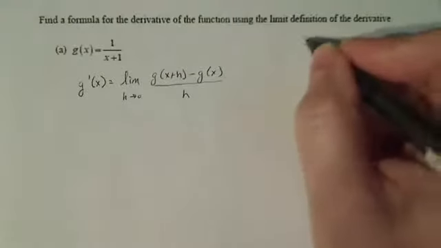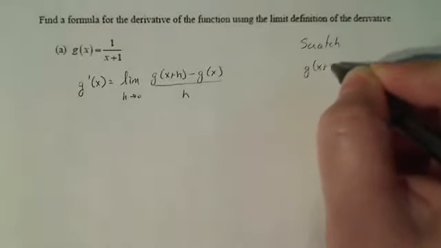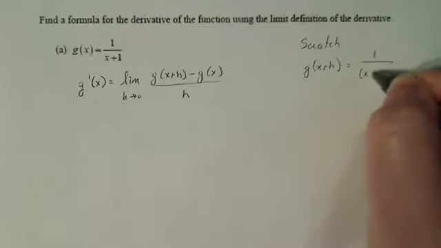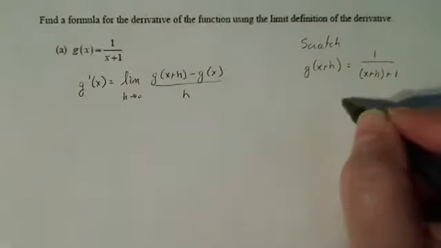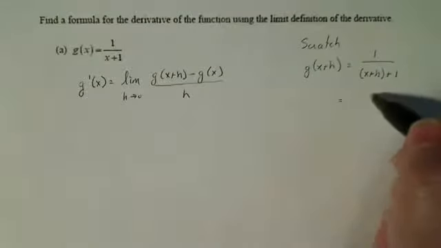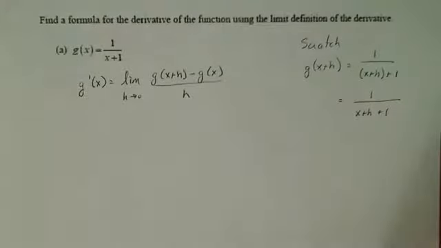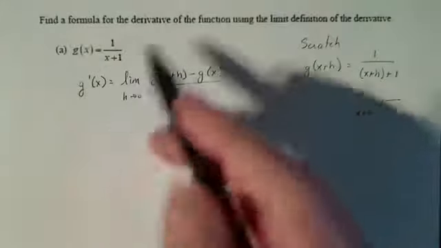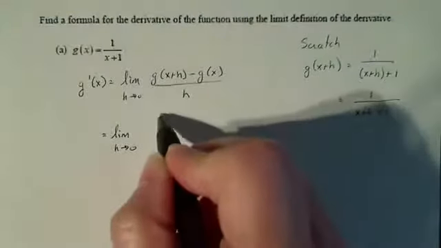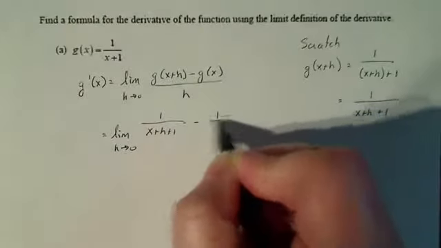Now off to the side, under my scratch work, I'm going to find g of x plus h. That's going to be 1 over x plus h plus 1. So I'm going to substitute in for the x plus h, and that's why it's there. Now the denominator just simplifies by dropping off the parentheses. So there we have it. G of x is given to us as this function here, so let's substitute it all in. The limit as h goes to 0 of 1 over x plus h plus 1 minus 1 over x plus 1, all over h.